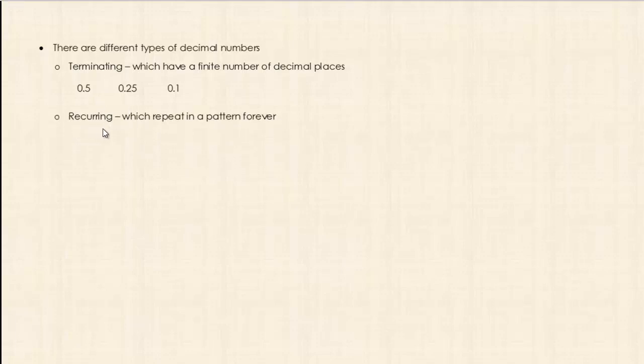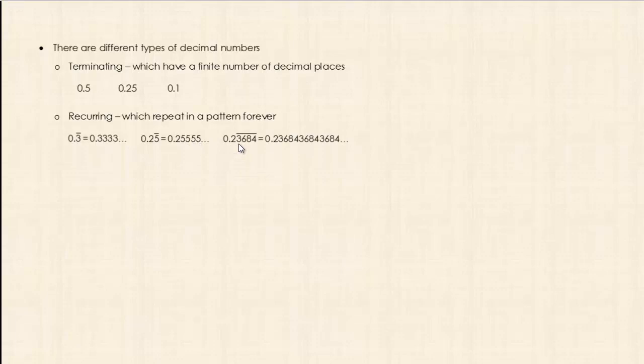Then we have recurring, which repeat in a pattern forever. So 0.3 recurring. A recurring can be shown either by a bar or a dot, and that's 0.3333, and so on. Or 0.25 recurring, note the bar is only over the part that recurs.